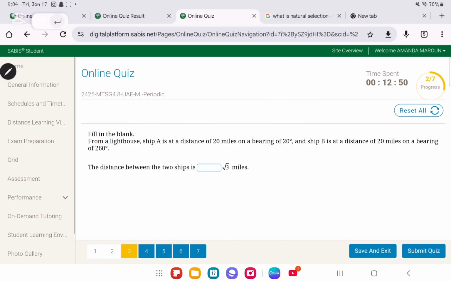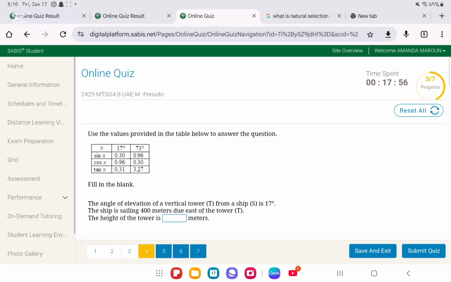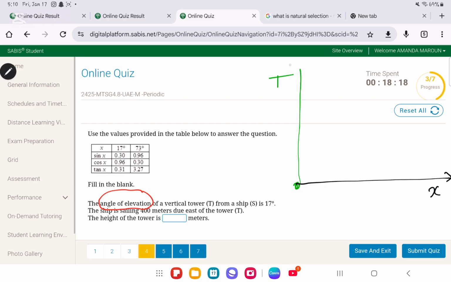So the distance between the two ships is 20 radical 3 miles. The angle of elevation of a vertical tower T, we have a vertical tower T over here, from a ship S is 17 degrees. Now pay attention. When they are talking about the angle of elevation, they are meaning the angle that is made with what? With the x-axis, not the y-axis.